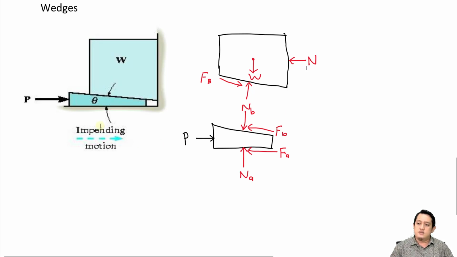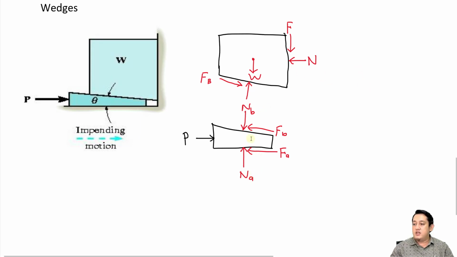So again, look at this image here. When the wedge is moving to the right side, this block will move upwards. The direction of the friction must be opposite to the direction of the movement. So if this is moving upwards, the friction must be acting downwards. Okay, so this one will be acting downwards, F.